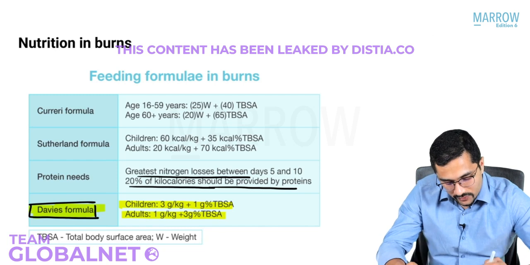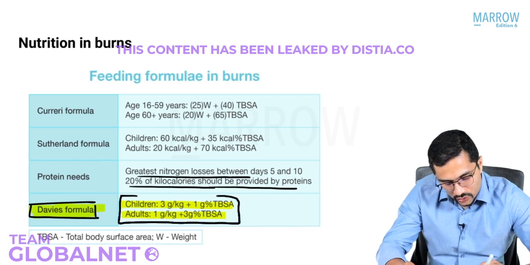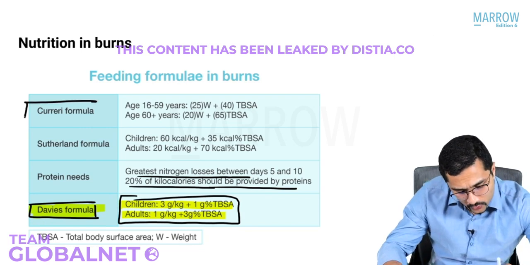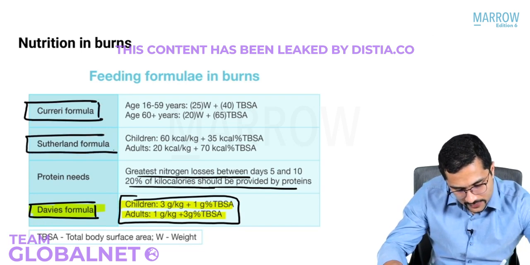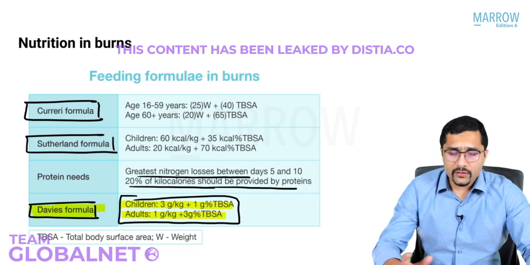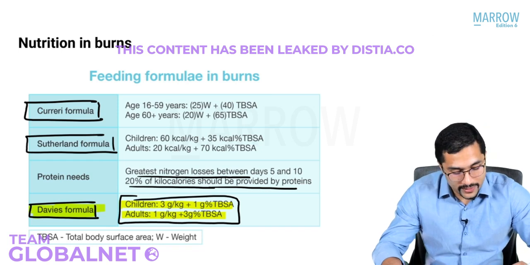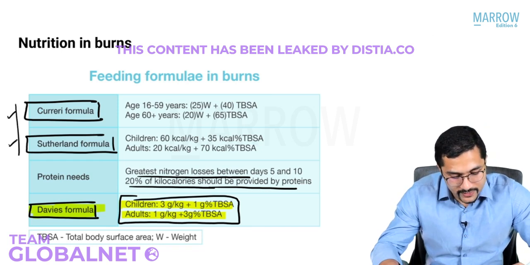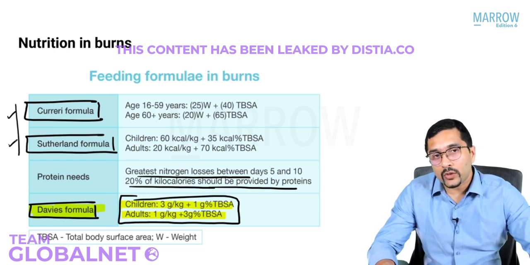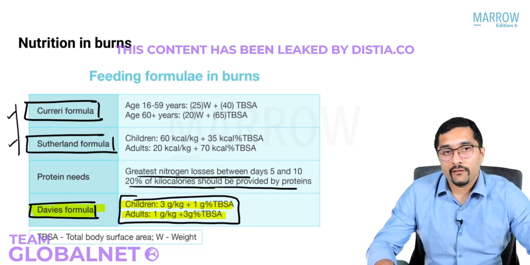So don't get confused. The values are slightly confusing, so you should have clarity regarding the formula. The Curreri and the Sutherland formulas are used to calculate the caloric requirements in burns patients. Even if you don't remember these formulas, that's all right, but you should know that Curreri and Sutherland are to calculate the caloric requirement, whereas Davies tells us the protein requirement in patients with burns.